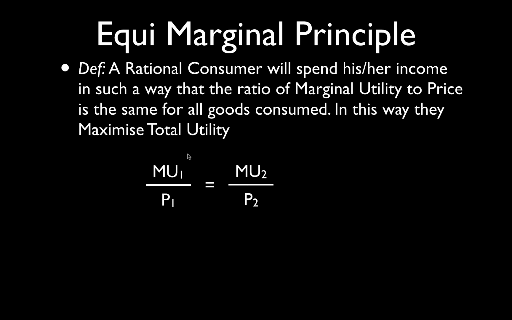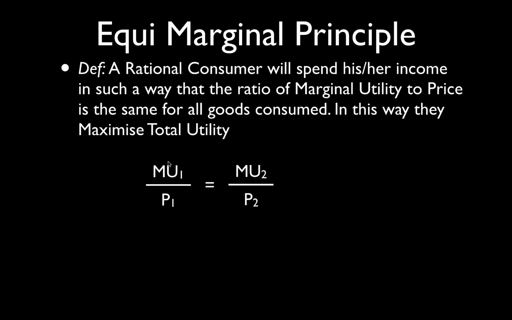So what we're saying is, in order to get the most possible total happiness from consuming goods and services, a consumer will spend their money in this way. And what that means is that the ratio of marginal utility to price, don't forget what marginal utility is, the extra satisfaction you got from consuming one more good, or the last good if you want, divided by the price of that good, equals the marginal utility of a different good divided by the price of that other good.